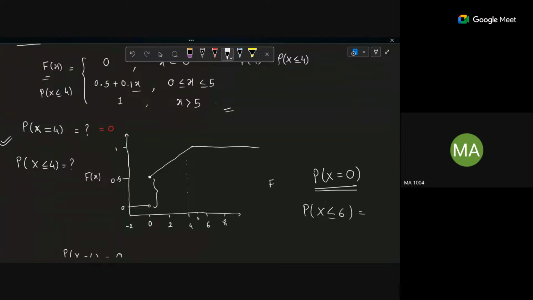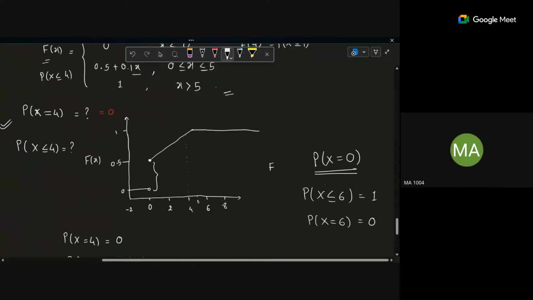Then it's a different story. Probability x is equal to 6 is different. Less than or equal to 6 is 1. And what about x is equal to 6? It will be 0. Are you getting the difference, everyone?